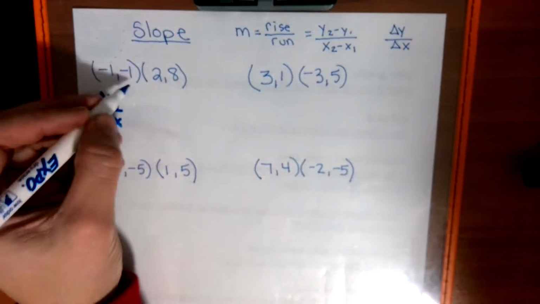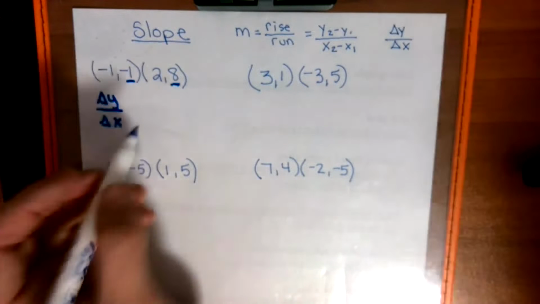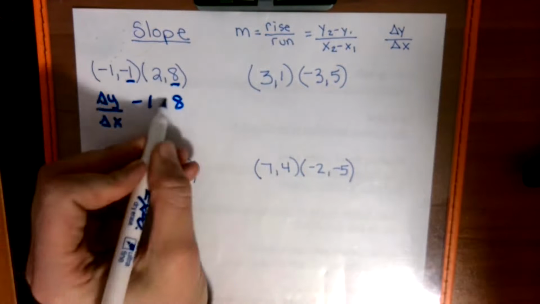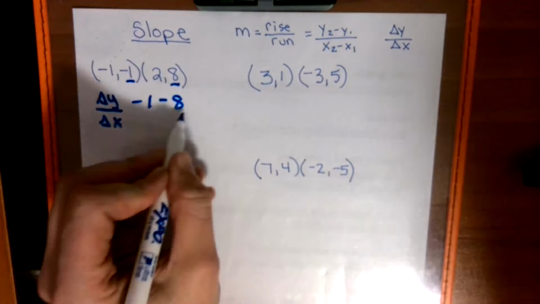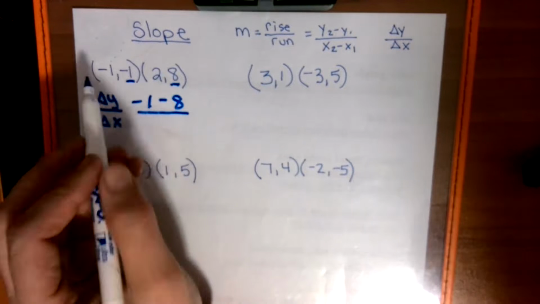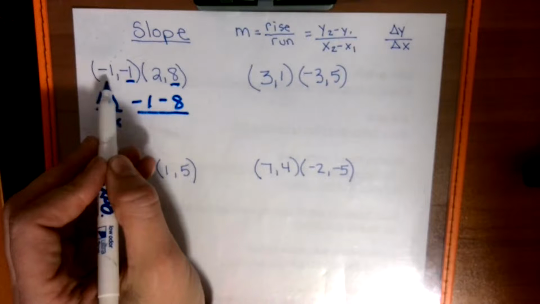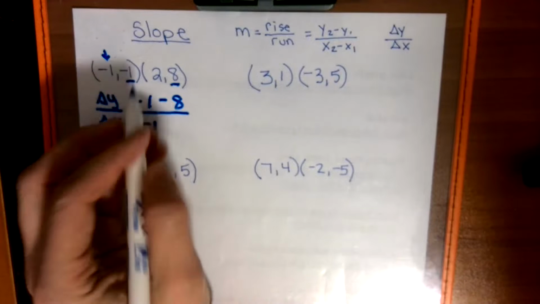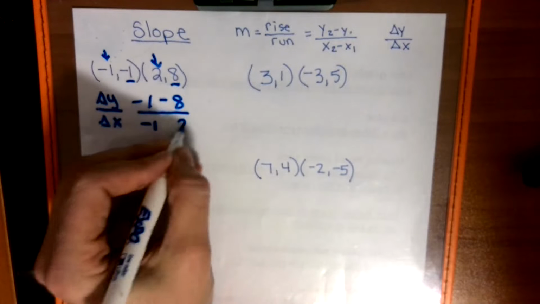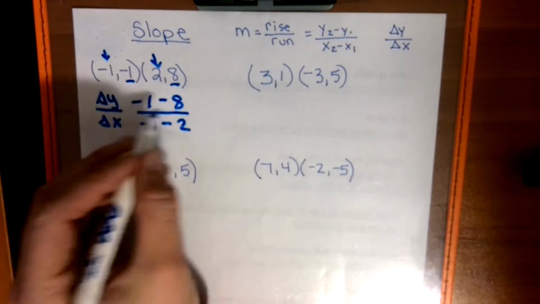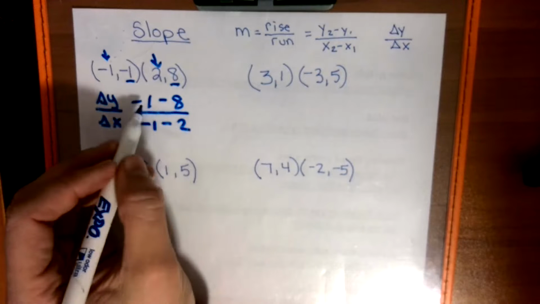So what we do is we take our two y values and we write them down and we separate them with a subtraction sign. And since I started with this y value, I have to start with this x value. So this is my x. This is my second x with a subtraction sign in between. And then I just do the math.